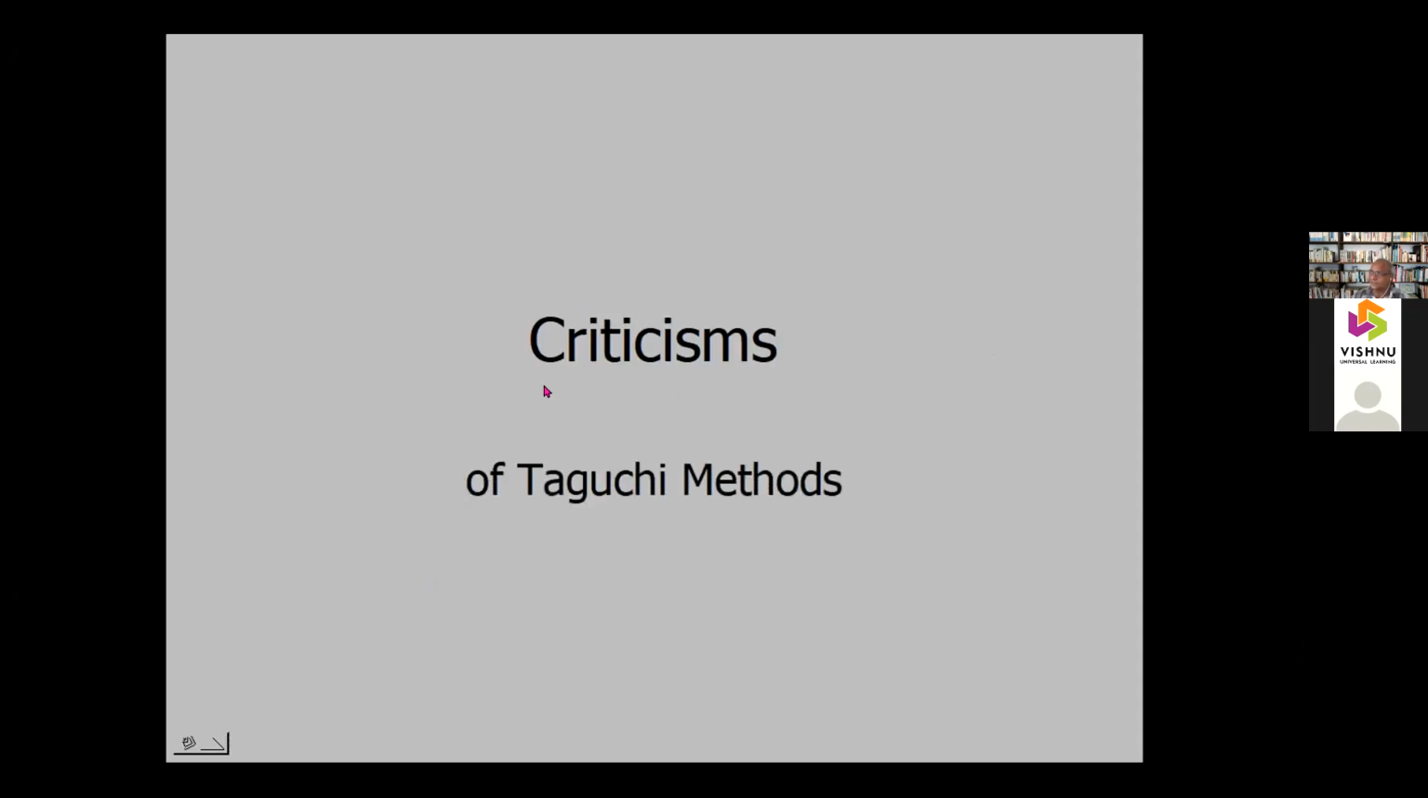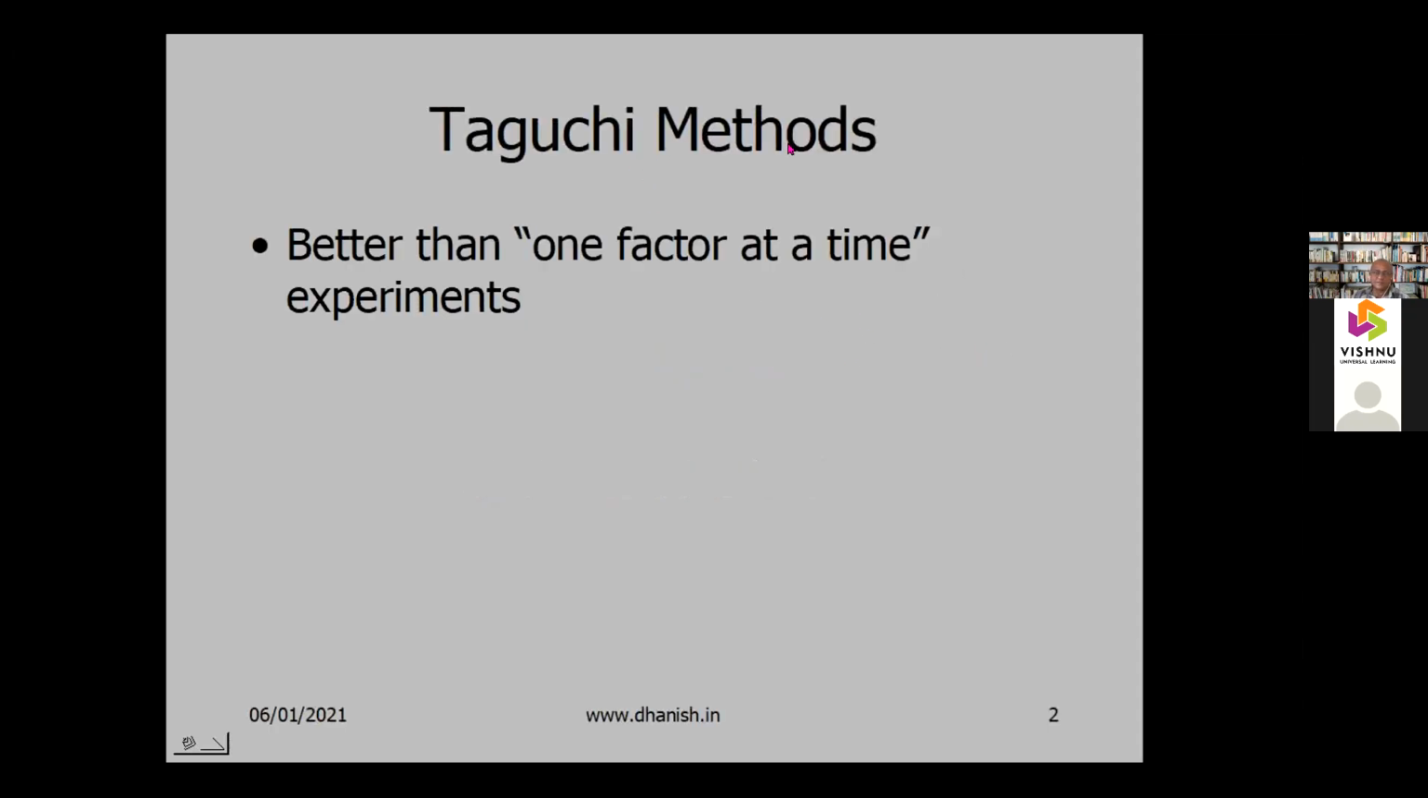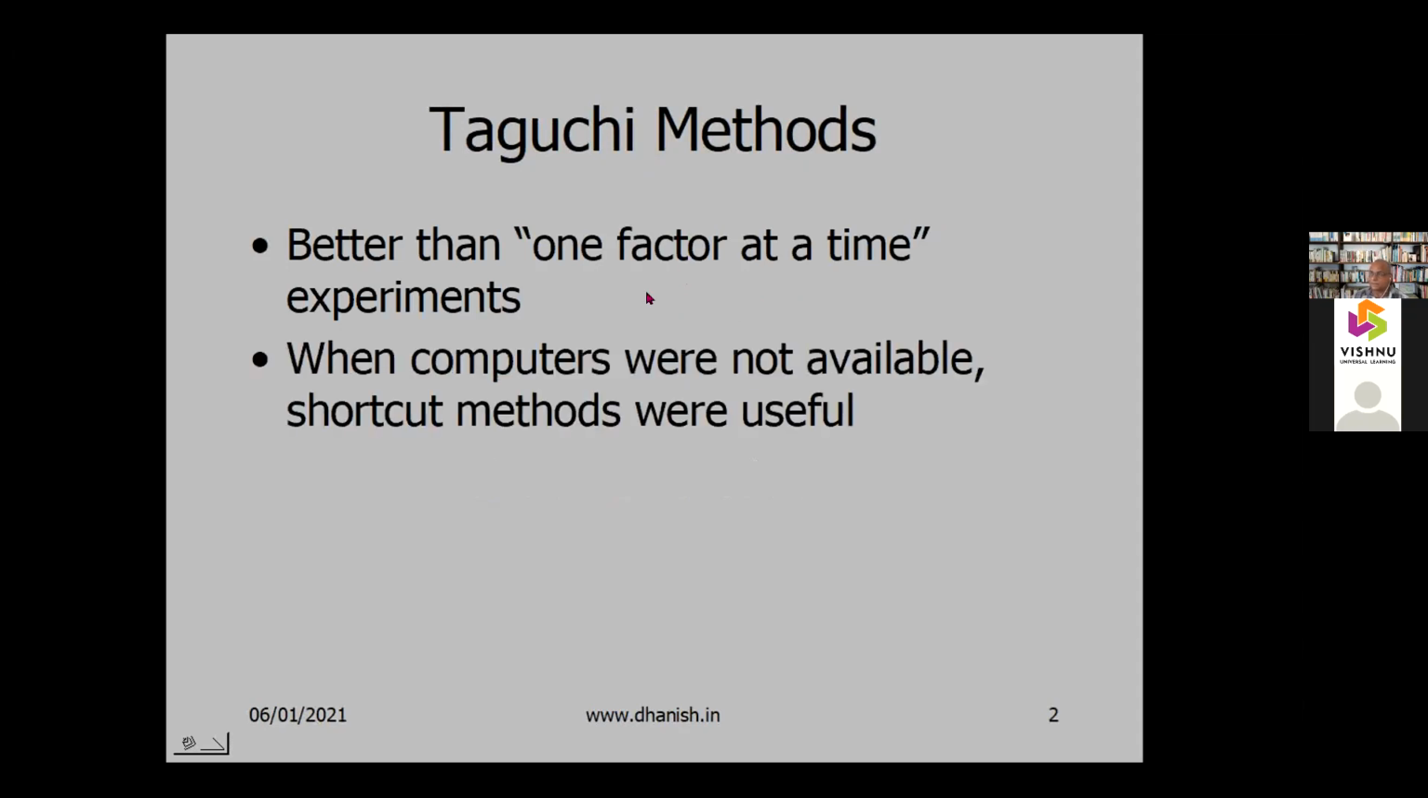So the problems with Taguchi methods. Taguchi uses very fractionated designs. That is one of the problems. Of course, Taguchi methods are better than one factor at a time, there is no doubt. One factor at a time is the worst. Yes, sir. And Taguchi methods are better than that.